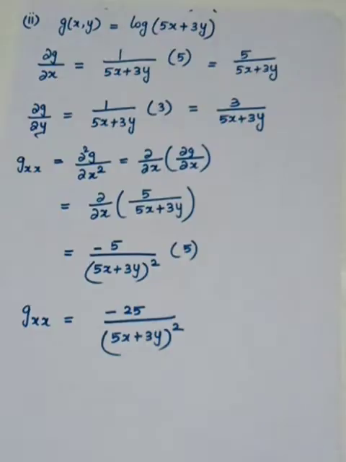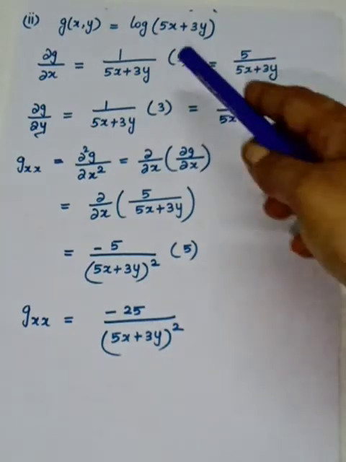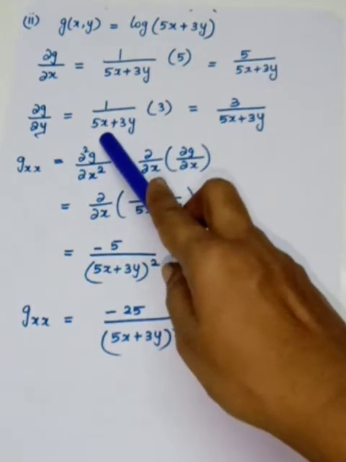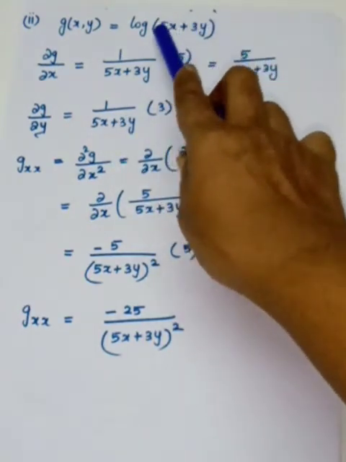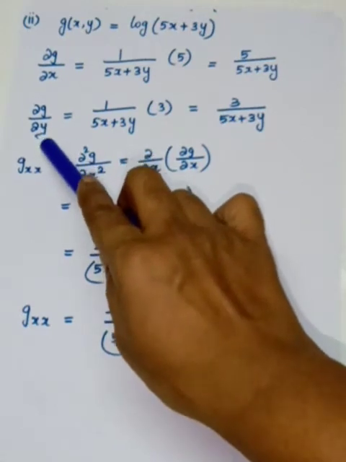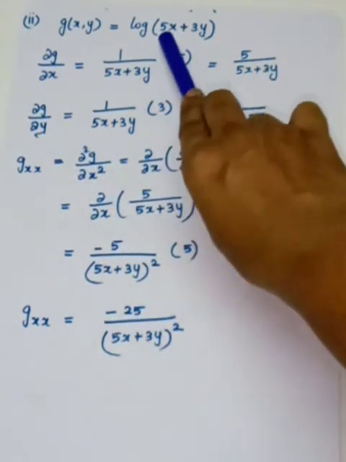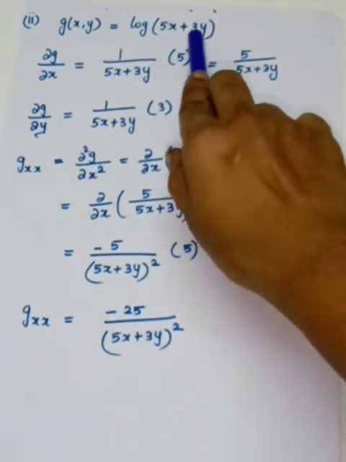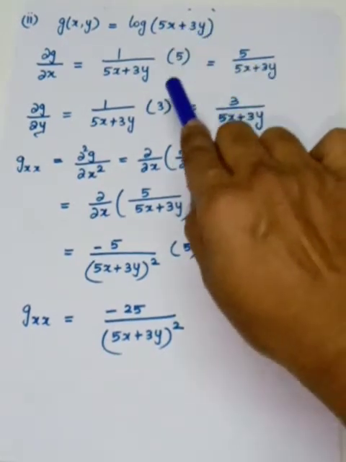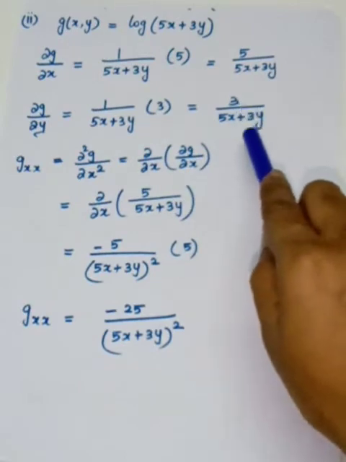What is dou g by dou y? So the same thing. It is in the form of log x. So 1 by x has to be written. Now 5x plus 3y has to be differentiated partially with respect to y. So 5x is a constant whose differentiation is 0. Here 3 is a constant. y with respect to y, the differentiation is 1. So here you are having 3.